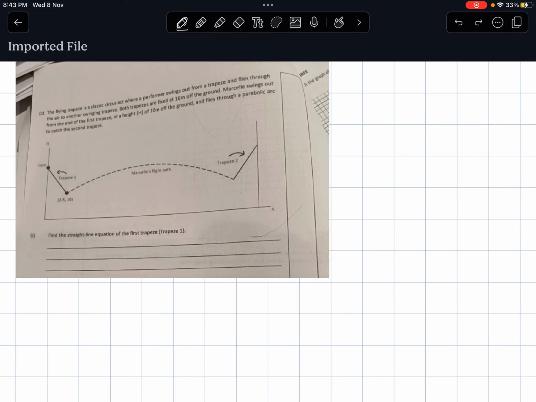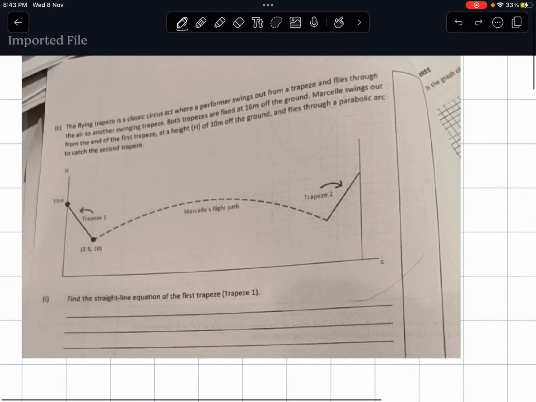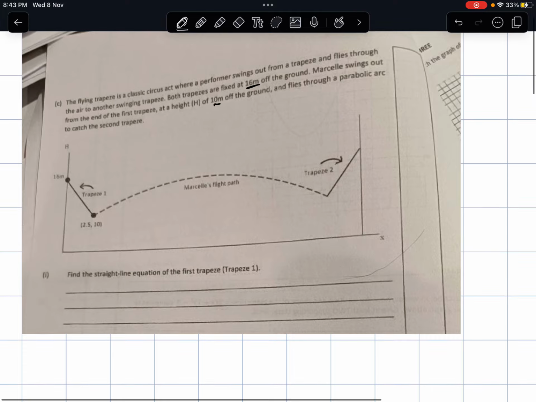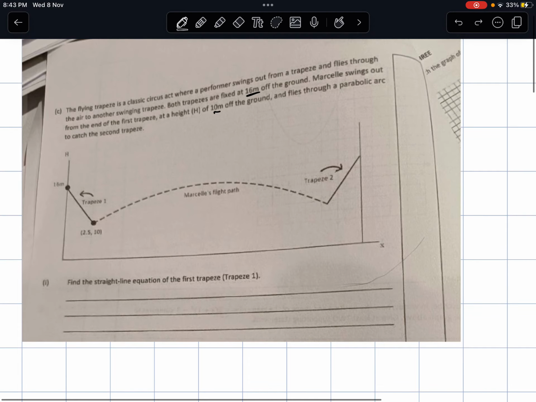Hey Healy, I'm just gonna quickly go through this exam question as if I was in an actual exam. So like I said, first off you just go and underline the numbers, 16 and 10, and then you go straight to reading the question down here. So find the straight line equation of the first trapeze. So trapeze 1 is labelled right here.